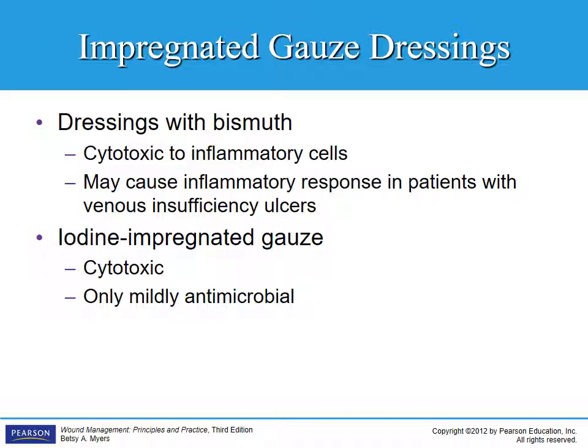So dressings with bismuth, which is also the yellowish stuff that you saw, you see these a lot used in burns. They are cytotoxic to inflammatory cells. Remember I told you earlier, yesterday when we were talking about betadine, that it is cytotoxic, and so these dressings are cytotoxic to inflammatory cells. If you put it on a patient with a venous insufficiency ulcer, you're most likely going to get an inflammatory response in those patients.